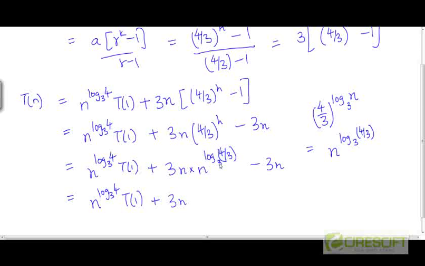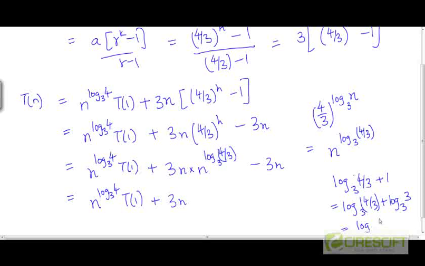So what's log of 4 by 3 base 3 plus 1? This is the same as log of 4 by 3 base 3 plus log of 3 base 3, right? 1 can be written as log of 3 base 3. And log a plus log b is log of a times b.